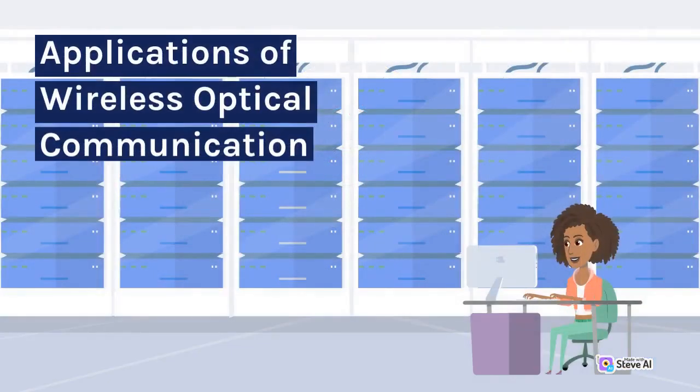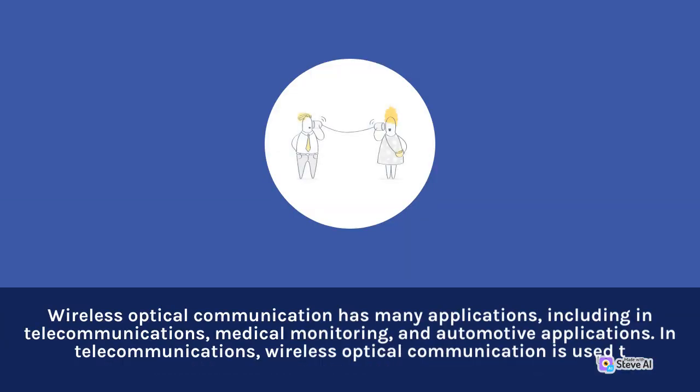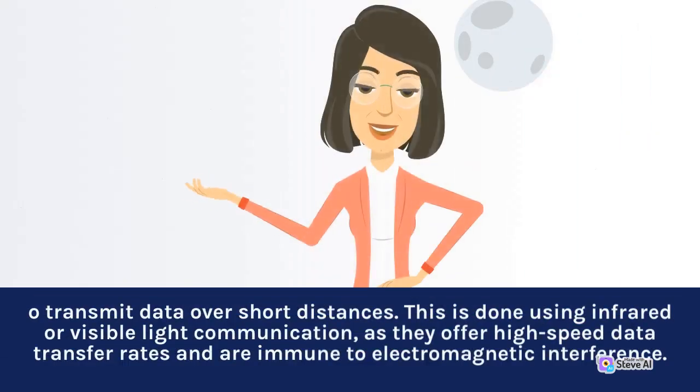Applications of wireless optical communication. Wireless optical communication has many applications, including in telecommunications, medical monitoring, and automotive applications. In telecommunications, wireless optical communication is used to transmit data over short distances. This is done using infrared or visible light communication, as they offer high-speed data transfer rates and are immune to electromagnetic interference.